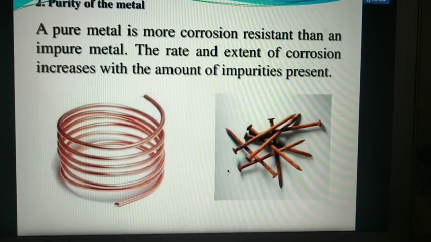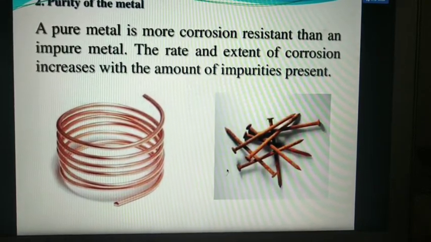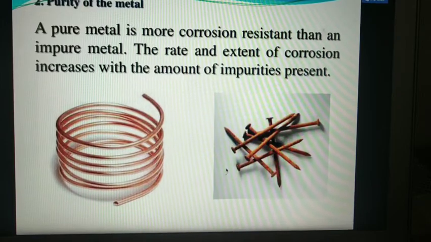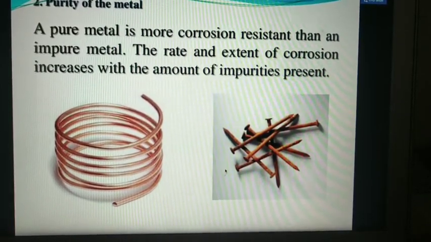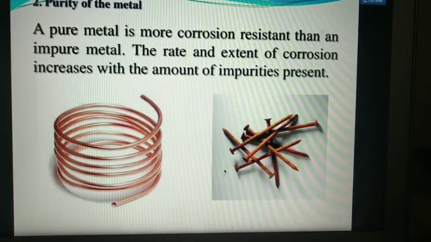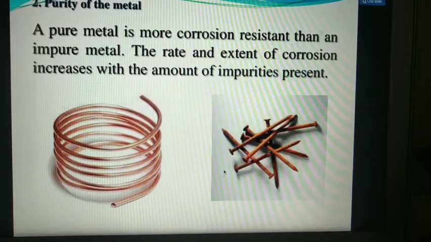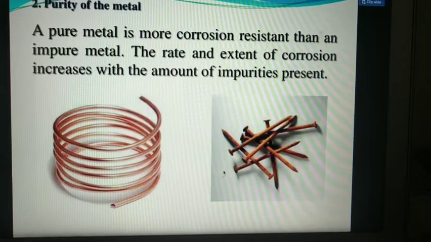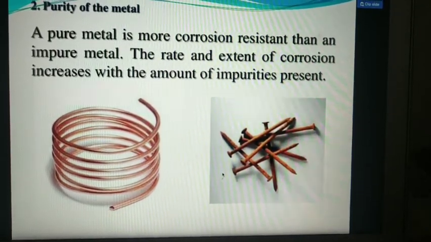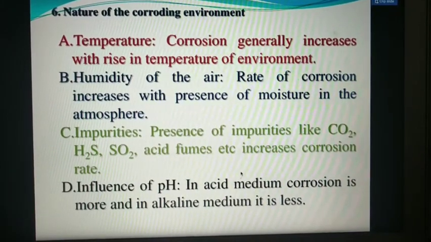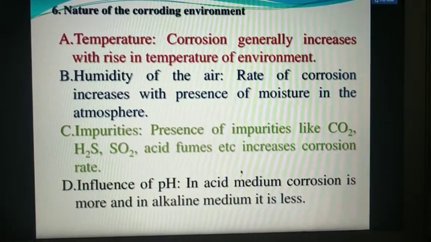For example, iron corrodes faster in seawater than in distilled water. Why? Because in seawater, sodium chloride is present. You know that seawater is salty in nature, and salt is what? Sodium chloride. So seawater contains many dissolved electrolytes. See this one? Nature of the corroding environment.